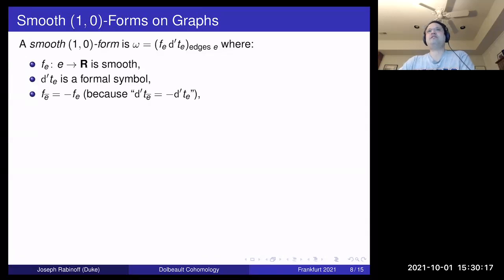The way you should think about this is, how do you parameterize the same edge with the opposite orientation? It's like t sub e bar of x is t sub e of the length of e minus x. So when you take derivatives, you're supposed to get a -1. Anyway, that's how I think about it.